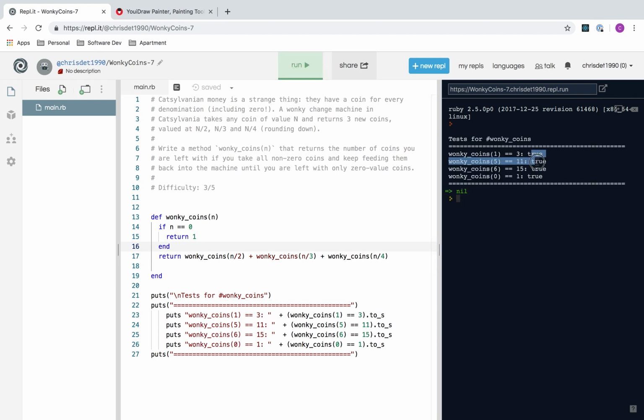It says true, true, true, true, true. There it is, and there you go. In the next video I'm going to show how to make this algorithm more efficient using memoization.